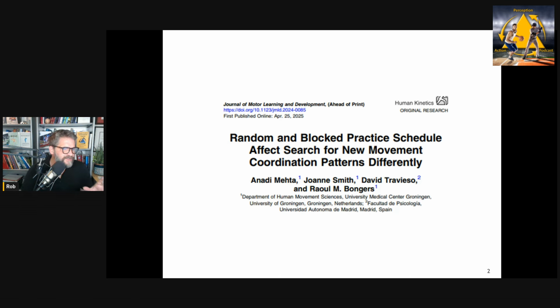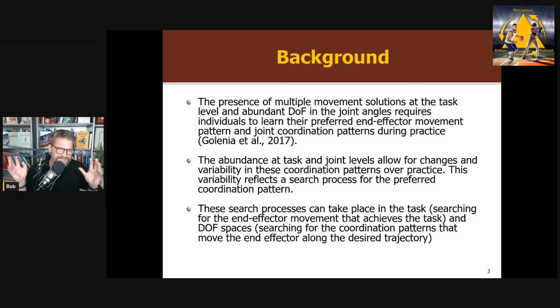Okay, so what they're talking about here is when you have a task that has redundant solutions, so multiple degrees of freedom, right? There are multiple different ways we can produce the task, multiple combinations of joint angles and joint movements. You can search both within the task space, which is basically coming up with a new movement control law, and within the effector space, the joint space, right? Different combinations of joint movements to achieve that law.